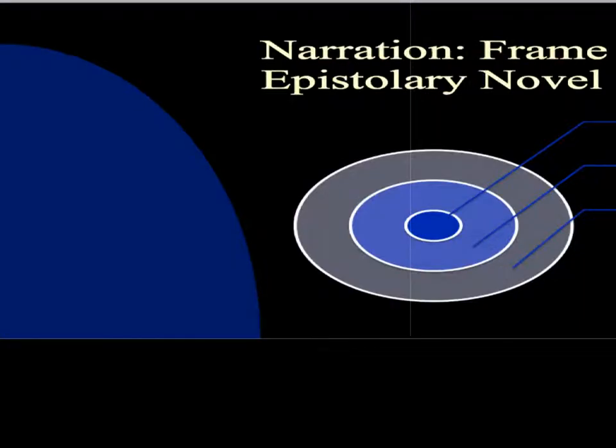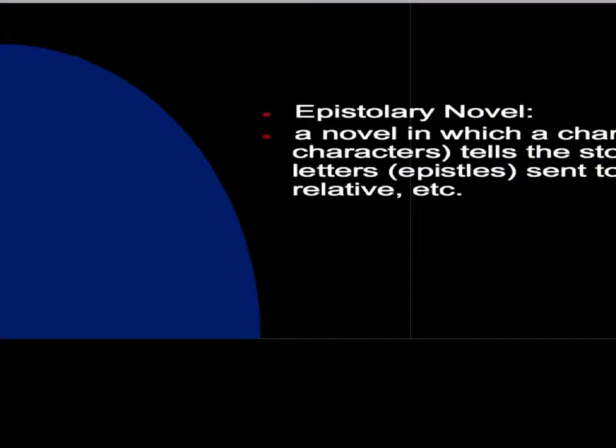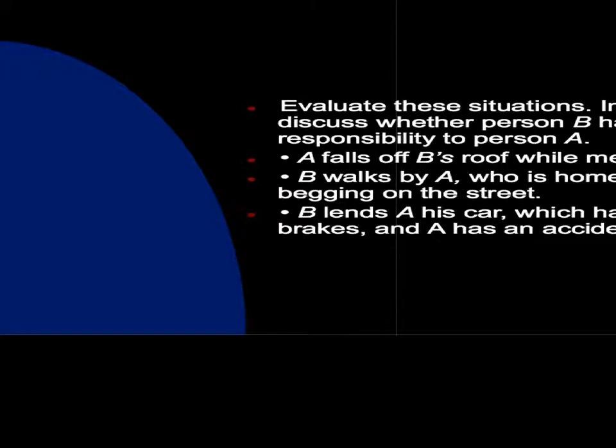Here's the same illustration, but with circles. Here's a more concrete definition of an epistolary novel. Finally, come to class prepared to discuss each of these situations. They are hypothetical situations. Think about them, have some answers written down in your notes, and we'll discuss them as we begin our discussion of Frankenstein.